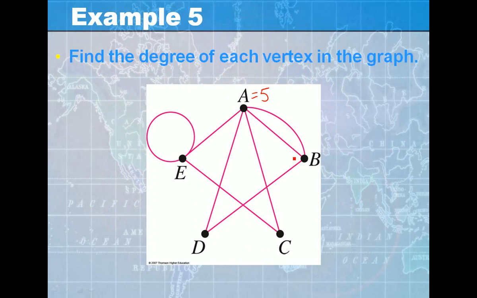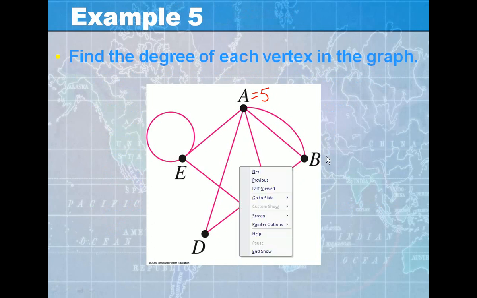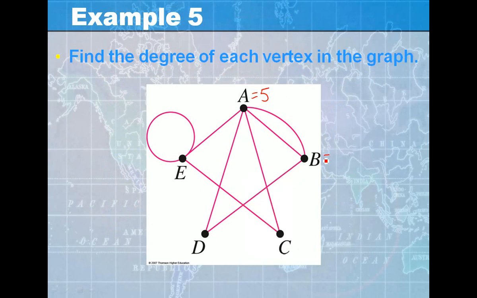B, there's 1, 2, 3 edges, so the degree of B is 3. C is 2, D is 2. Now E, there's 1, 2, 3, 4. We counted that loop twice, so the degree of E is 4.